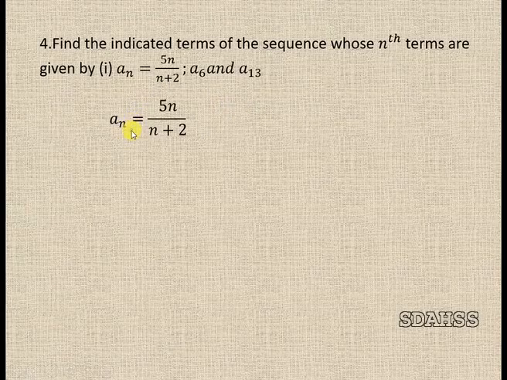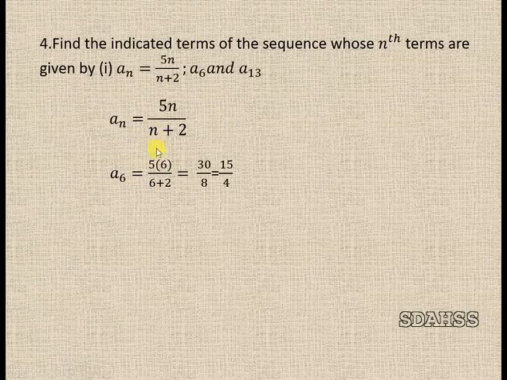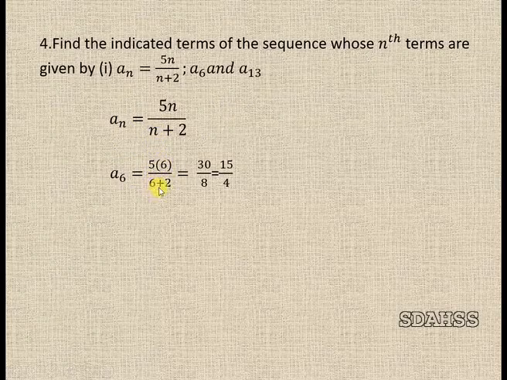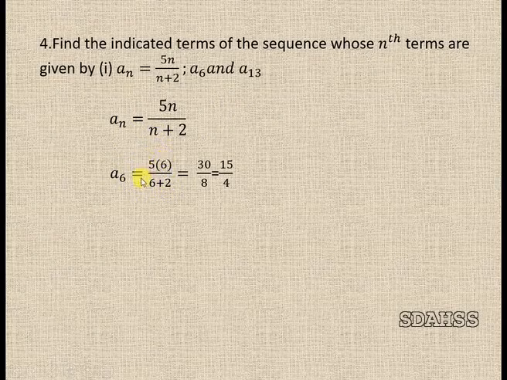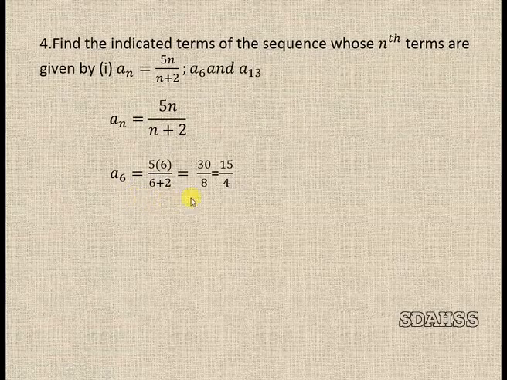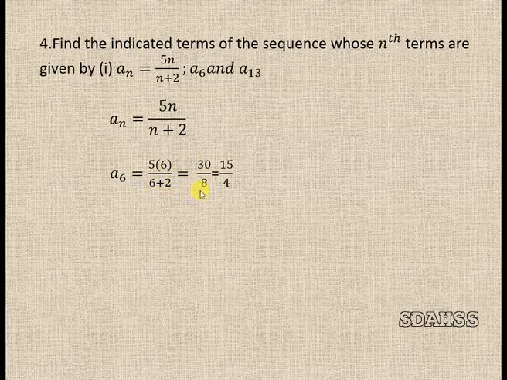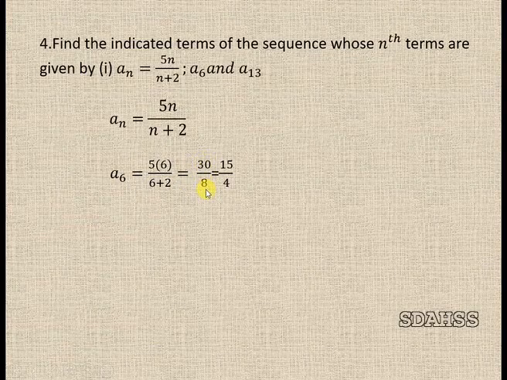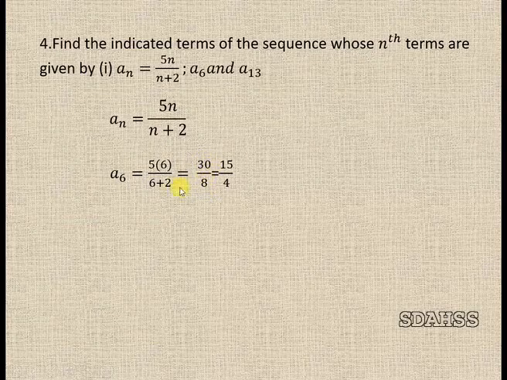So you have a_6 is equal to 5 into 6 divided by 6 plus 2. So in the place of n, you have to substitute 6. Which is equal to 5 into 6, 30, divided by 6 plus 2, 8. Cancel the numerator and denominator by 2 tables. So you have 15 by 4.